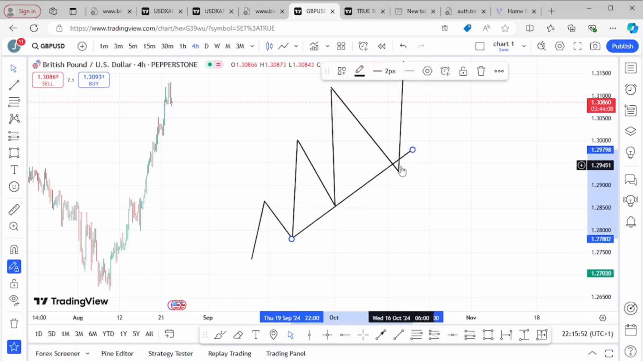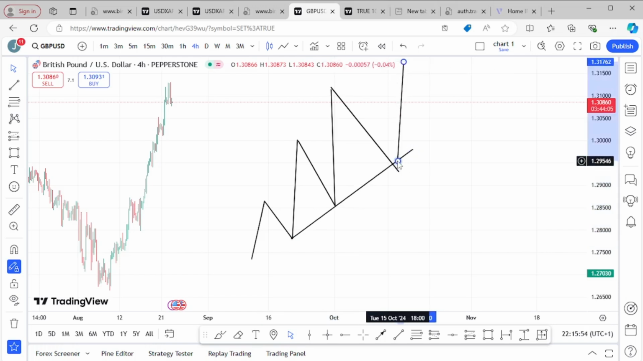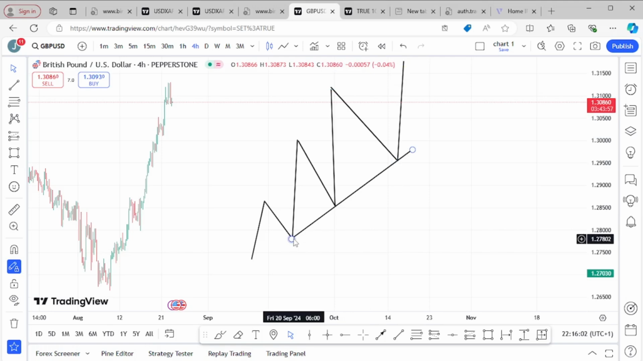So let me still adjust this. Let me adjust this back. So that's how you draw your trend line correctly. You see how mine is. This is the first touch, this is the second, this is the third touch. So this is a trend line. This is how you draw a trend line on a bullish market.